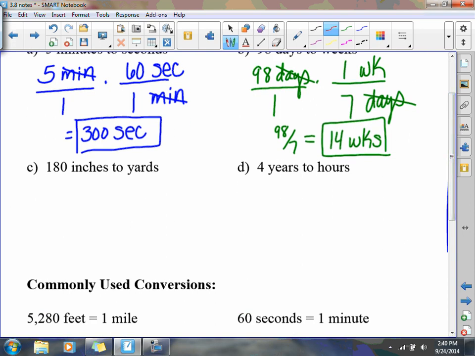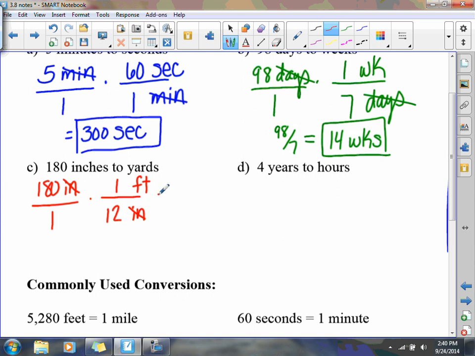So I'm going to start with my 180 inches. I put that over 1. And then I'm going to change inches to feet. So I want the inches to cancel, so they need to be on the bottom. That means feet need to be on the top. And there's 12 inches in 1 foot. So now my inches will cancel. So now if I multiplied across and divided, I would have my answer in feet.